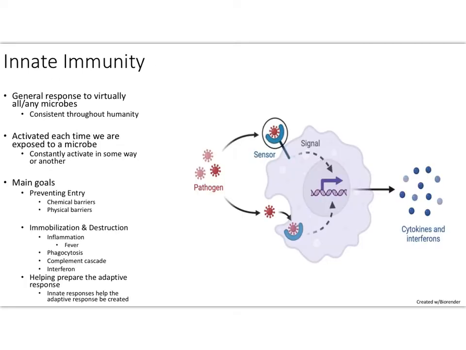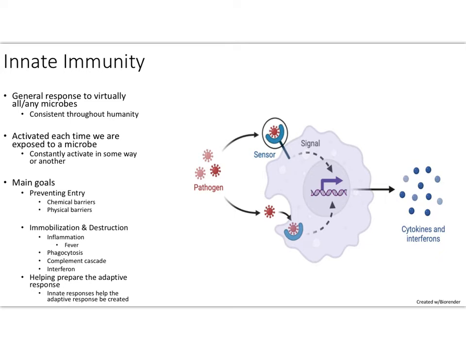Innate immunity provides our body with a general way of defending itself against microbes. So most of the time, innate immunity works the exact same way every single time we are exposed to a given microbe or just microbes in general. And it is fairly consistent throughout humanity, meaning that all of us have the same basic components of the innate immune system. And the way they work in my body is the way they work in your body, and the way they work in someone in the middle of a continent that we've never even been to.